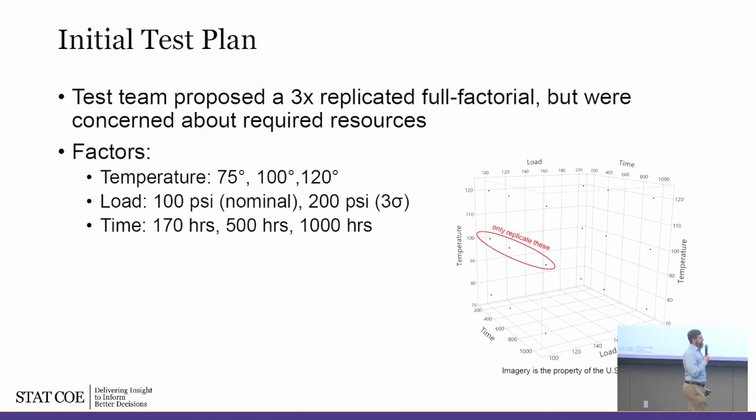So the test team initially came up with a plan for a triplicated full factorial. Okay. They had 3 factors, 2 to 3 levels for each factor. They were eventually going to increase the number of levels for load, so it was going to be, say, 81 to 110 runs. And this was not ideal for the program.